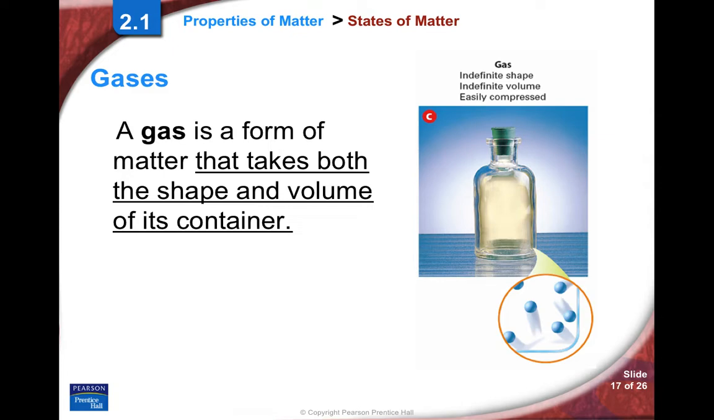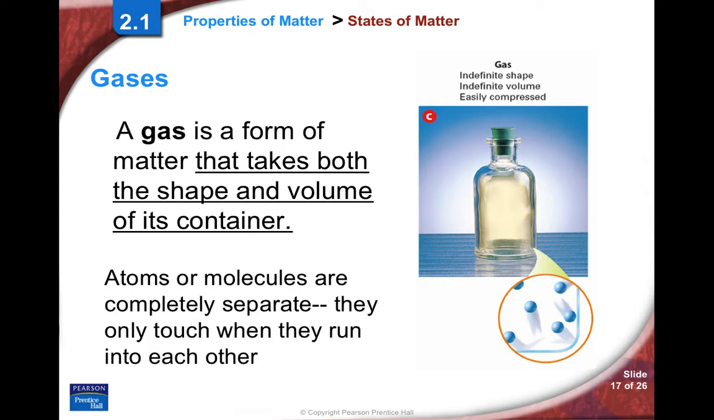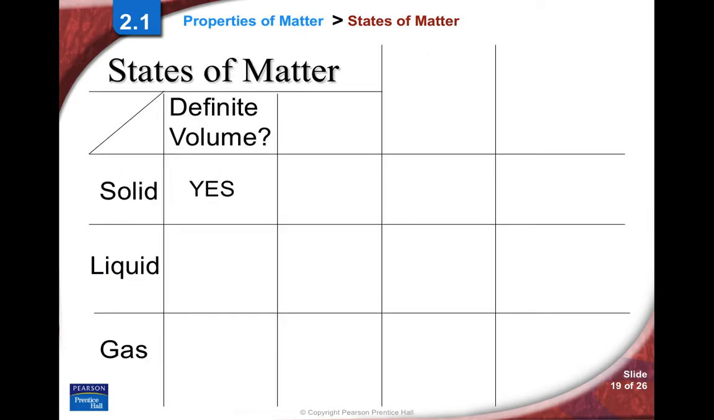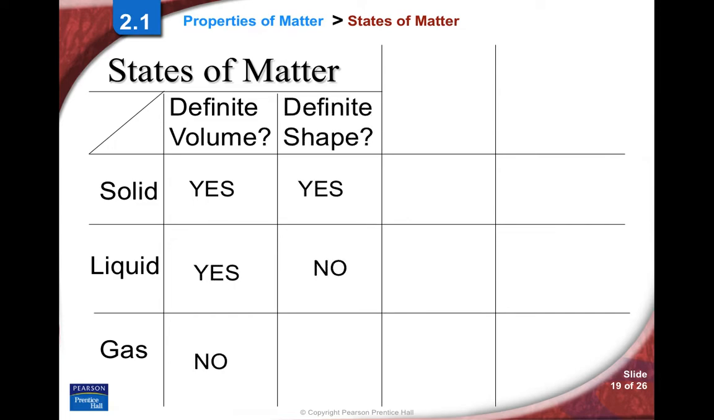Gases are a form of matter that takes up the shape and the volume of its container, so it's indefinite shape and indefinite volume. However big the container is, they will expand and keep on moving. It's one of those Newton's laws kind of things, you know, keeps on moving in a straight line path until acted upon by an outside force. So everything's going to keep flying around in whatever container it's in. So again, definite volume, yes, yes, no. Definite shape, yes, no, and no.